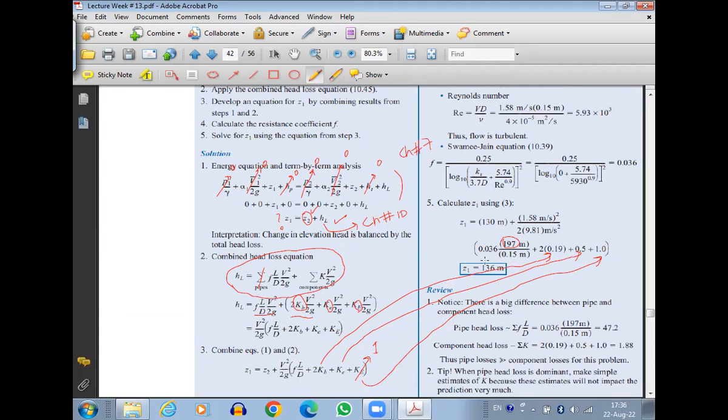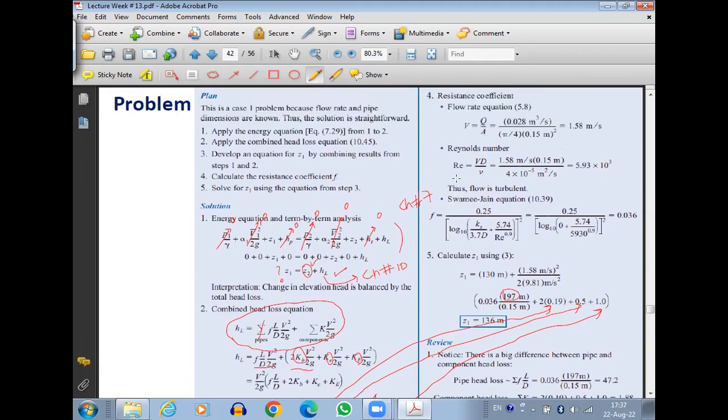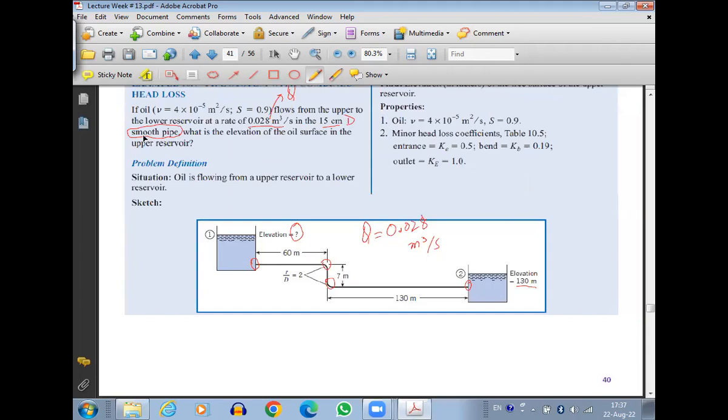Now friction factor. You can use the Swamee-Jain equation to find the friction factor, or you can use the Moody chart. Suppose you want to use the Moody chart, then we have to first find out what the Reynolds number is. We know Q, and if we know Q and the diameter, we can find the velocity. Knowing the velocity, we can find the Reynolds number, which is VD upon nu. Velocity known, diameter known, kinematic viscosity known, we can find the Reynolds number. Reynolds number is 5.93 times 10 to the power 3, right? This is the case for the smooth pipe.